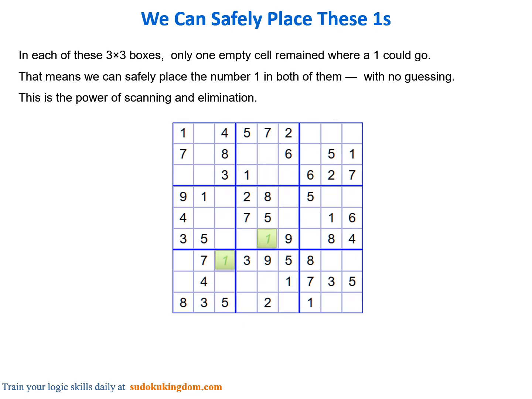We can safely place these ones. In each of these 3x3 boxes, only 1 empty cell remained where a 1 could go. That means we can safely place the number 1 in both of them, with no guessing. This is the power of scanning and elimination.